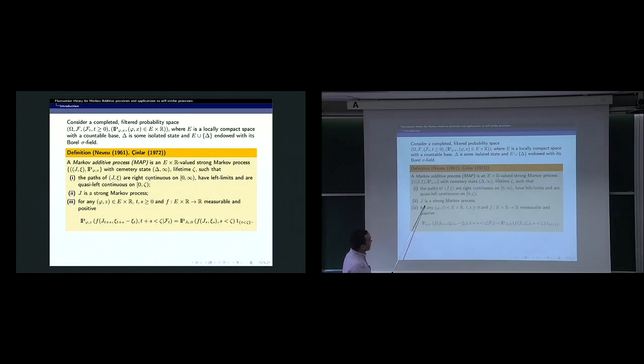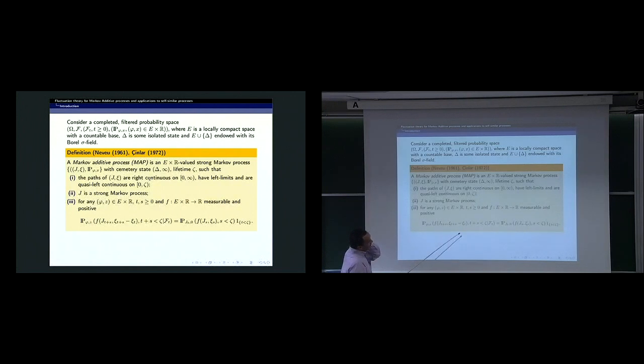More importantly, I will assume that the couple J and psi is a strong Markov process, and J on its own is a Markov process. But it is not necessarily the case for psi. Psi on its own may not be a Markov process. It needs J to keep the Markov property. It's nice, now it is snowing.